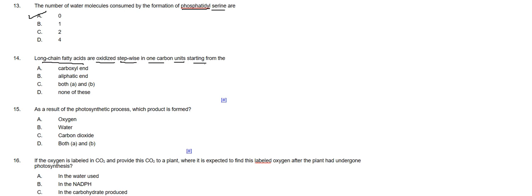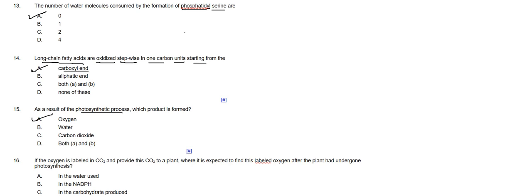Starting from the, so where do they start? They are starting from the carboxyl end, long chain fatty acids are oxidized. Remember, starting from the carboxyl end. Next is, as a result of photosynthetic process, which product is formed? As a result of the photosynthesis process, oxygen is the byproduct which is formed.